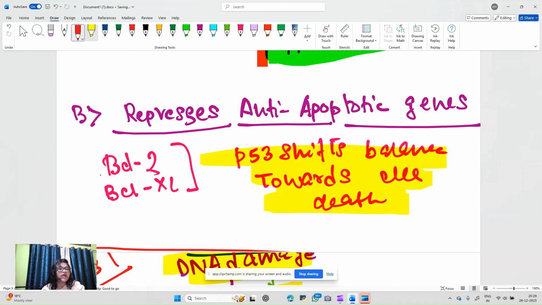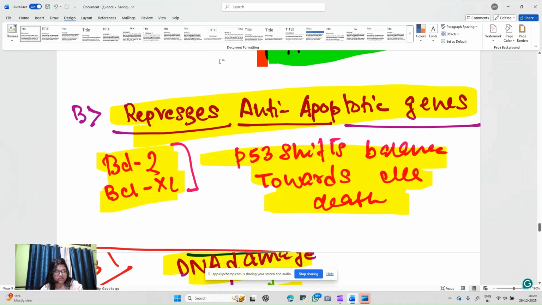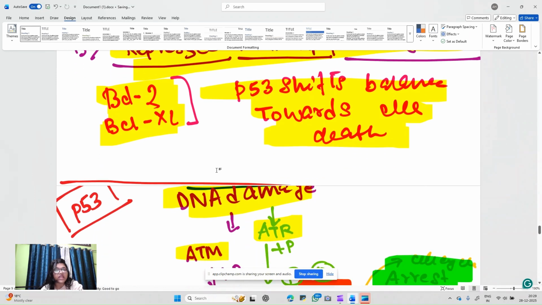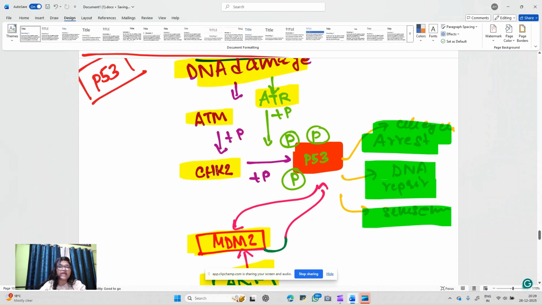It represses anti-apoptosis genes like BCL2 and BCL-XL. P53 shifts towards cell death, which is apoptosis. The mechanism we will study of P53 is what happened.